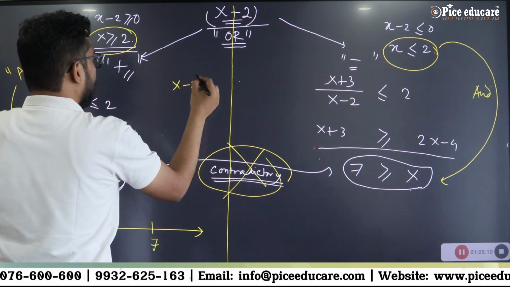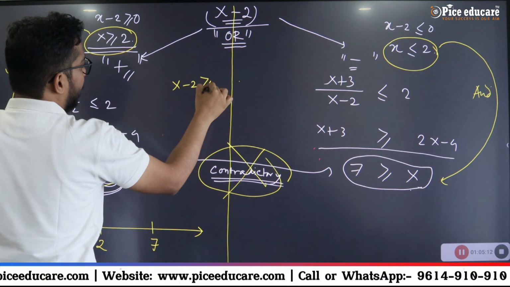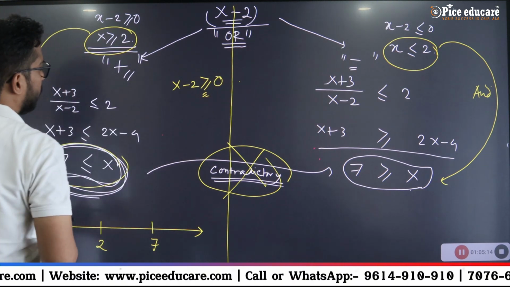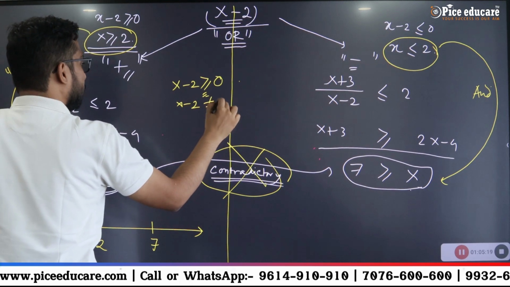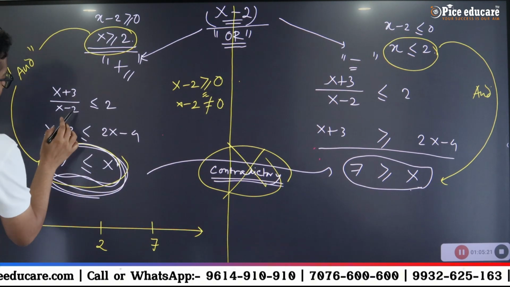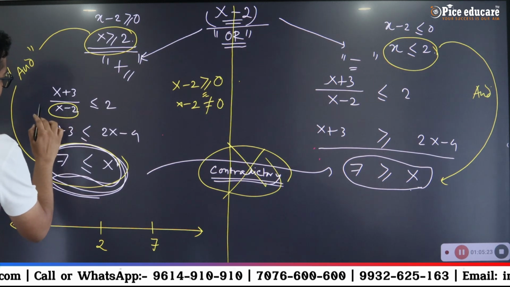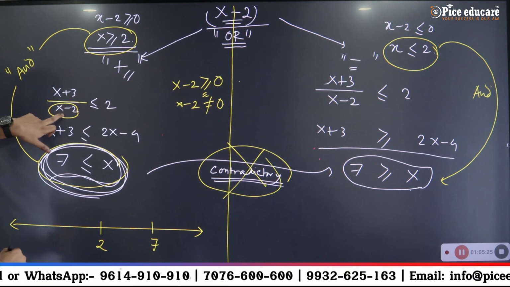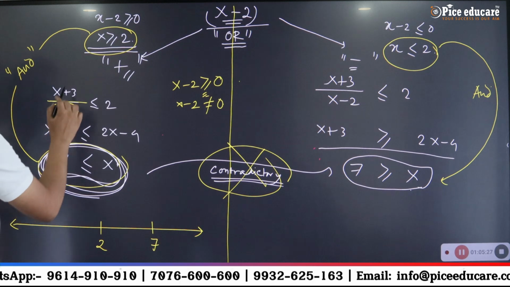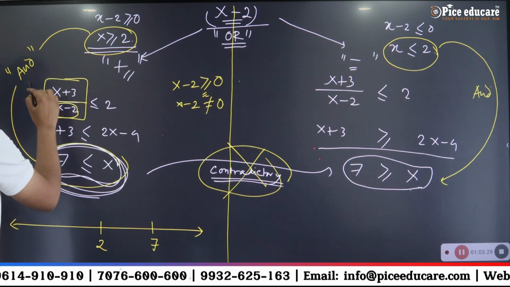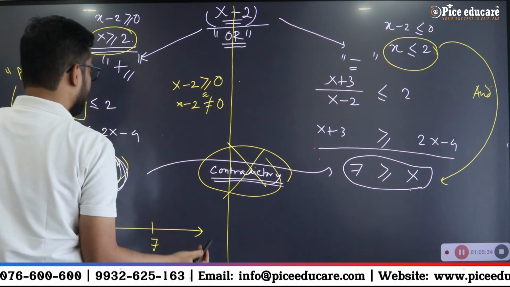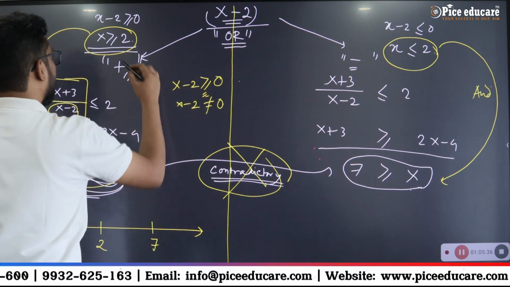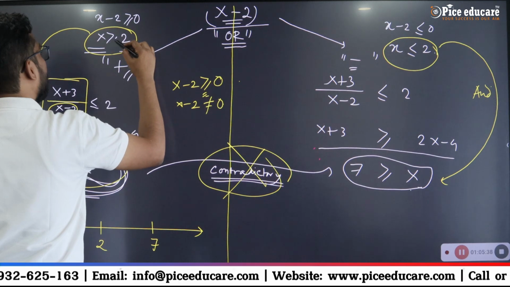X minus 2, you don't have to bother about it being equal to 0. Why? Because x minus 2 is not 0. Why? Because it's here. If my x minus 2 becomes 0, then this becomes a huge problem, because you can't divide something by 0. So there is a small correction. These corrections, you find them as you go.